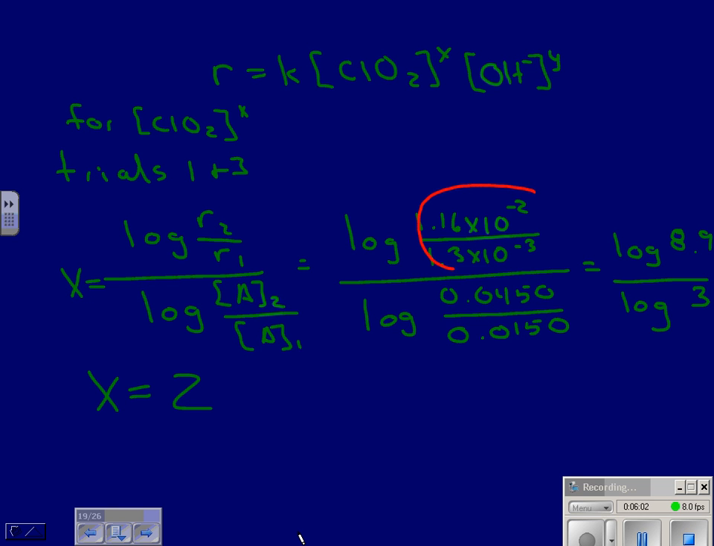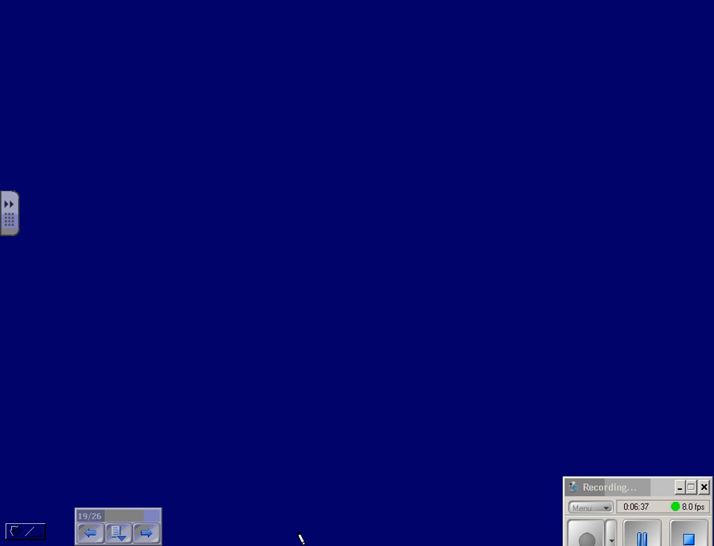Here's our differences. What this says is that if I have 3 times the concentration, then I'm going to result in 9 times the rate. And to go from 3 to 9 is a squared relationship. What the log does is simply pull that number out and give it to you as a number on your calculator. It means you don't have to think about it so much. All right? Let's look at the second half of this.